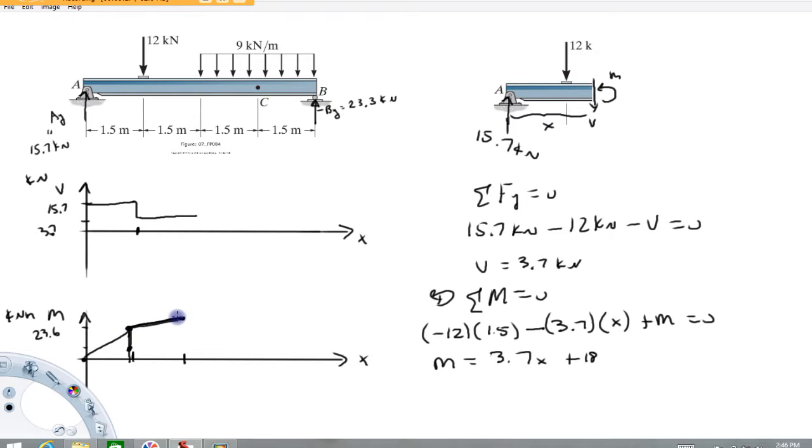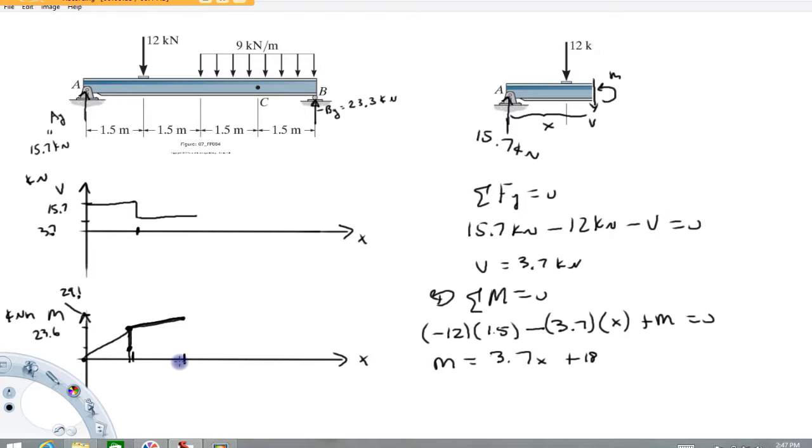Now the first function in this region, I believe, was moment equaled 15.7x, and then you'll notice that the slope fell off, so that's why I dropped the slope a little bit when I sketched it. So this point again right here was 29. That's this point right here, 29.1 kilonewton meter. Okay, so I think we've got everything we need to know in this region.